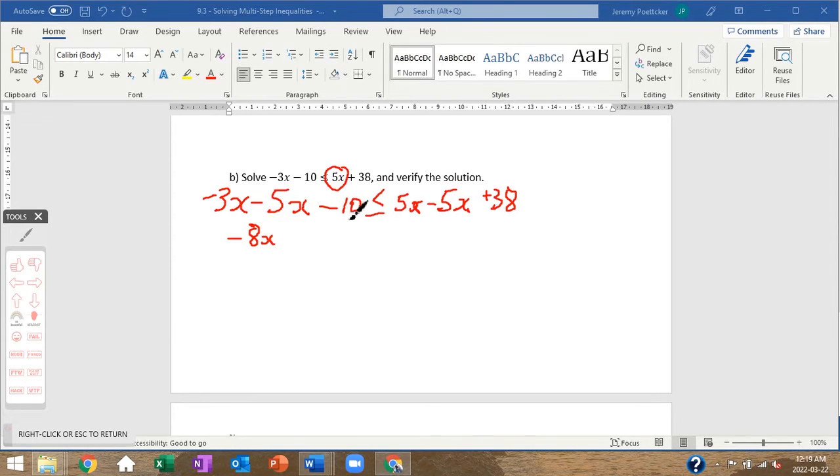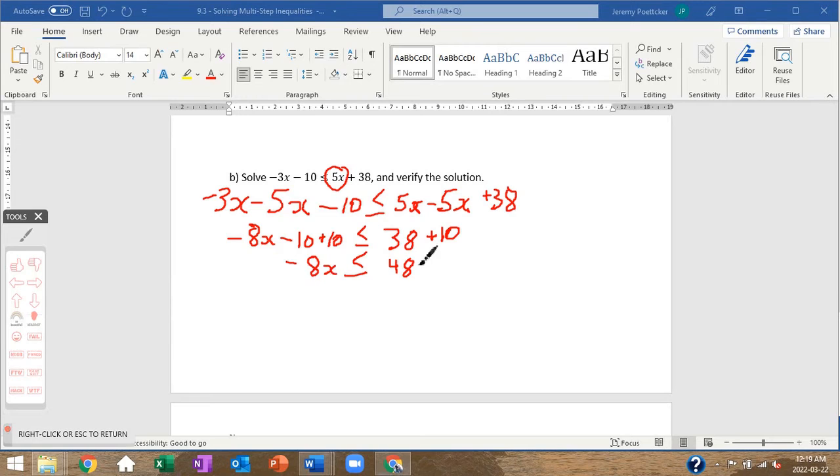Now I've got to subtract 10 on this side. I want to get rid of the subtract 10. The opposite is add 10, so let's do that. And if I'm going to do it to this side, I've got to do it over here too. Now 5x minus 5x simplifies down to nothing. So now I've got 38 plus 10. All right. So at this point, it's actually simplified pretty nicely. I've got negative 8x on my left-hand side is less than or equal to 48.